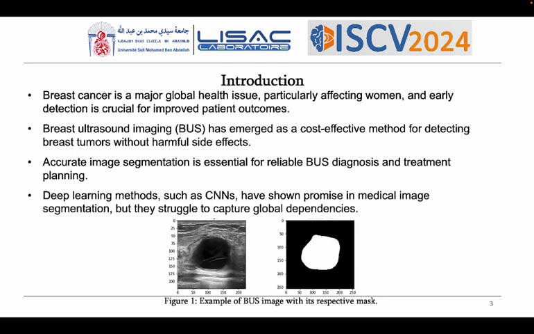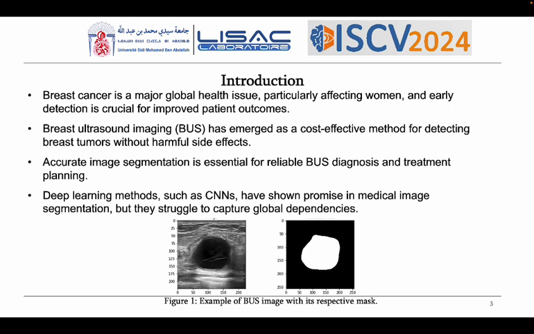As part of the introduction, we all know that breast cancer is a very harmful and major global health issue that particularly affects women, and early detection is crucial for improved patients' outcomes. Breast ultrasound imaging, or BUS for short, has emerged as a cost-effective method for detecting breast tumors without harmful side effects. And we have to perform accurate image segmentation for reliable BUS diagnosis and treatment planning.